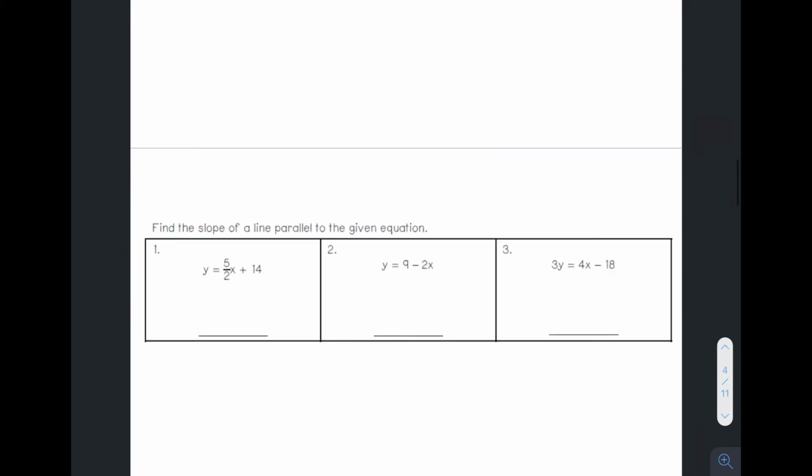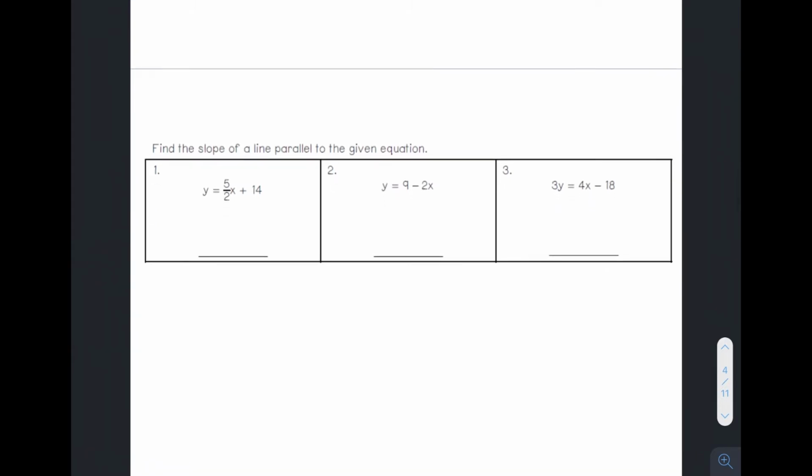They will never meet. Okay, so moving on, it says find the slope of a line parallel to the given equation. So it's asking for the slope. 2 lines have the same slope. That makes them parallel. So we start with y equals 5 over 2x plus 14. Since they have to have the same slope, the slope for our new line would be 5 over 2x, because they're only asking for the slope. Then for the next question, it says y equals 9 minus 2x, so our slope is negative 2x, and since the lines have to be parallel, the new line would have the same slope, which would be negative 2x.